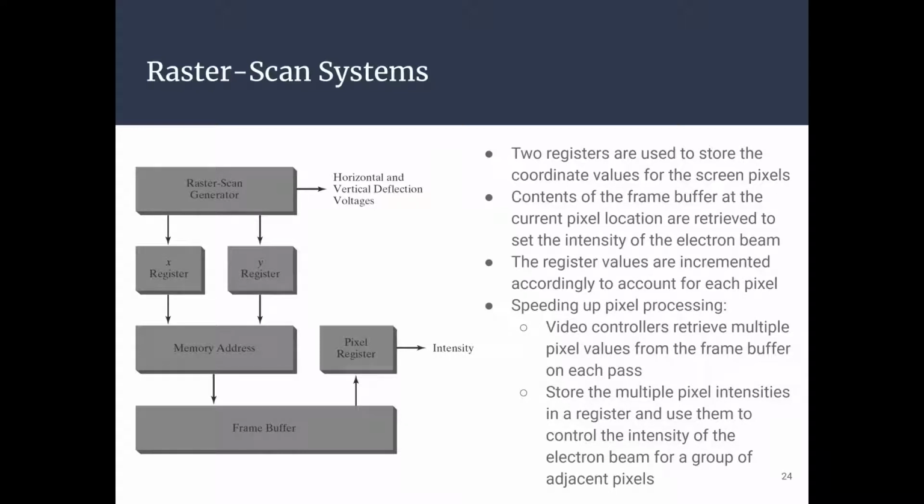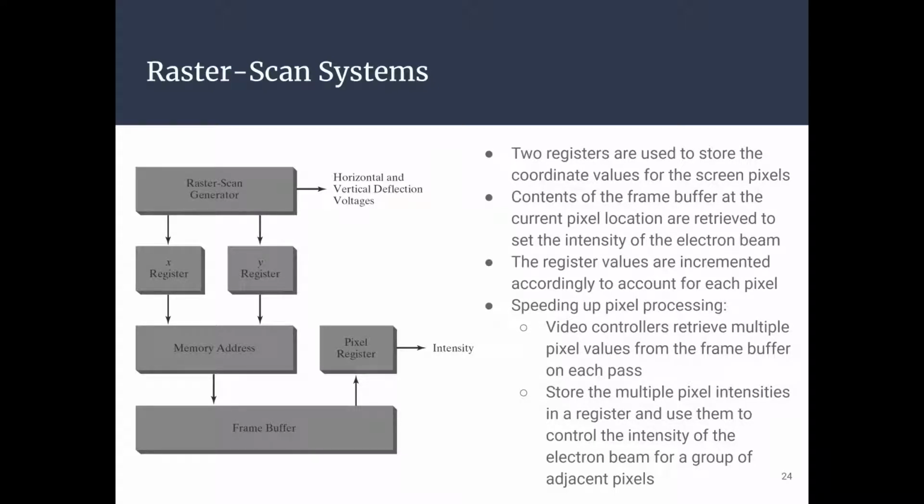As the electron beam is going through the scan line, the X register will start at 0 and the Y register will start at 0 as well. Then the X register will increment as the electron beam is going along that scan line. Once it reaches the end of that scan line, the Y register will be incremented to 1 to go down to the next scan line, and the X register will be set back to 0 to start the beginning of that scan line. It would start incrementing to go through that scan line, and this process will keep repeating until the electron beam goes through every single scan line.